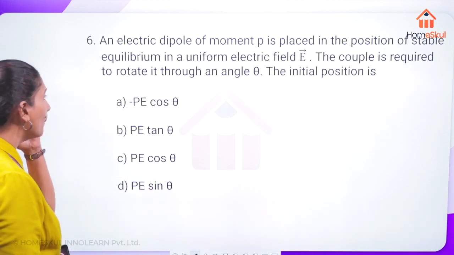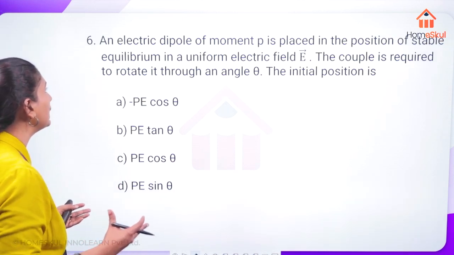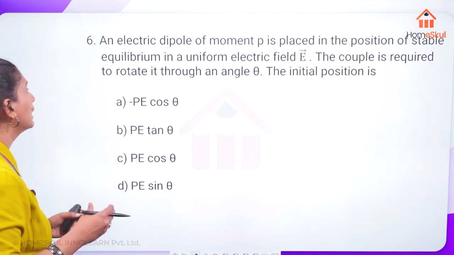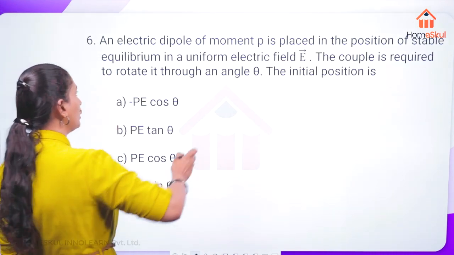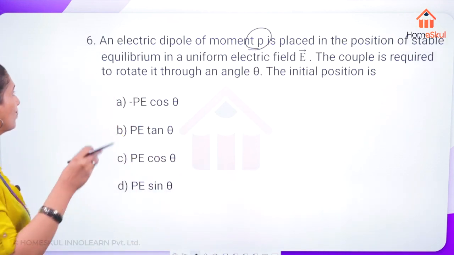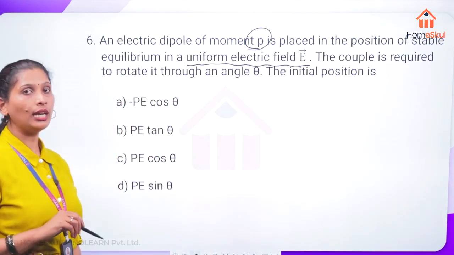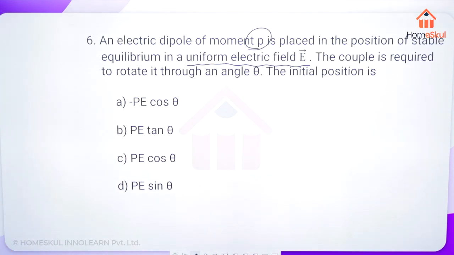An electric dipole of moment P is placed in the position of stable equilibrium in a uniform electric field E. The couple required to rotate it through an angle theta. Okay, the initial position is... So you have an electric dipole and its moment value is given to be P, and it is being placed in the position of stable equilibrium in a uniform electric field. And we have been given that the couple is required to rotate it through an angle theta. Then the initial position would be, that's what you have to consider. What is the equation for that?